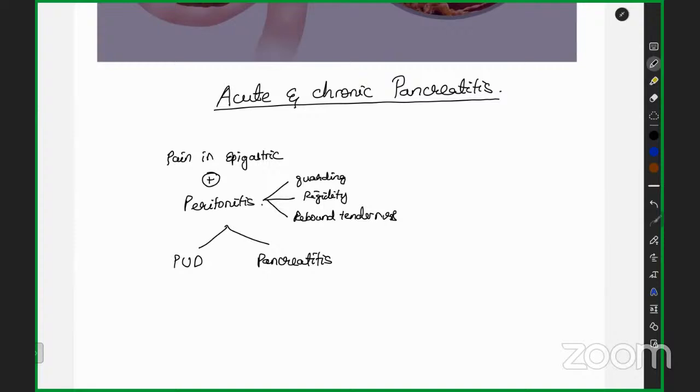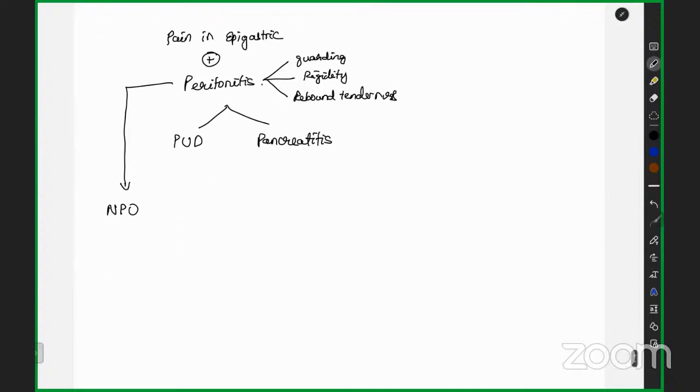The next approach is, without any further delay, put the patient on NPO. Whenever the patient comes with pain in the epigastric region and features of peritonitis, without further delay, you're going to put the patient on NPO. What is NPO? Nil per oral. You're not going to give any food. You're going to ask the patient to withdraw taking food by oral route, so you stop oral feeding. Then you're going to start IV fluids. The third thing is IV antibiotics. And the fourth one is IV anti-inflammatory.